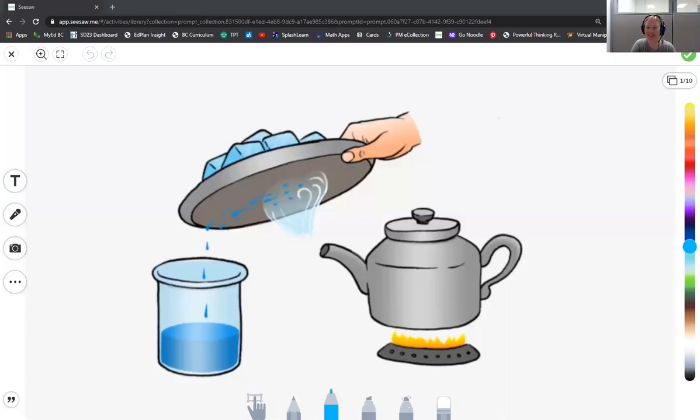Hi there, grade ones. This week we are continuing to learn about states of matter. Specifically, we're going to learn about the life cycle of water. Did you know that water has a life cycle?